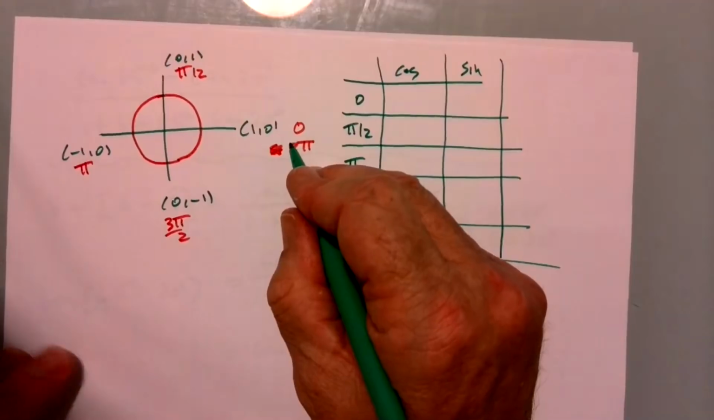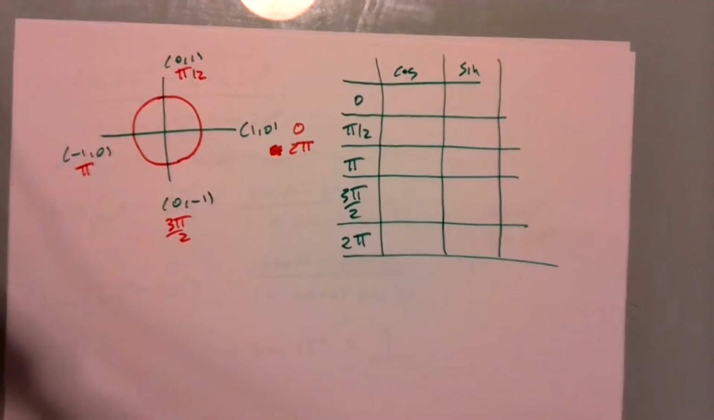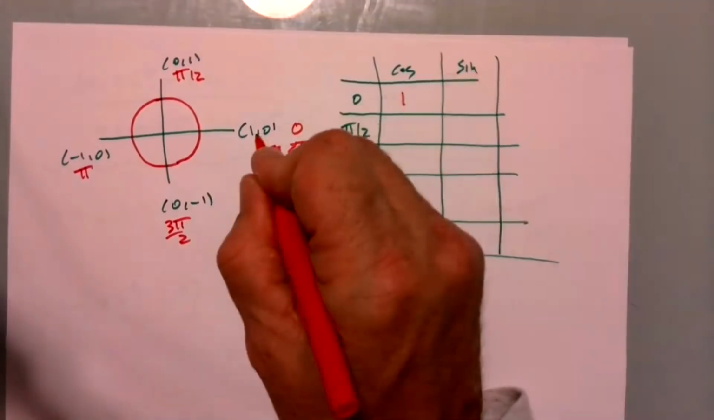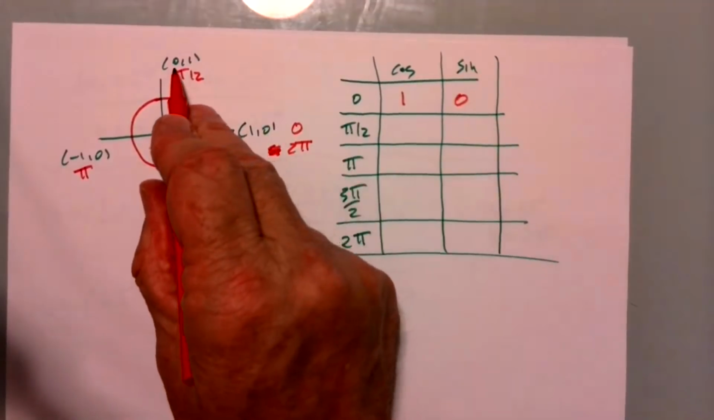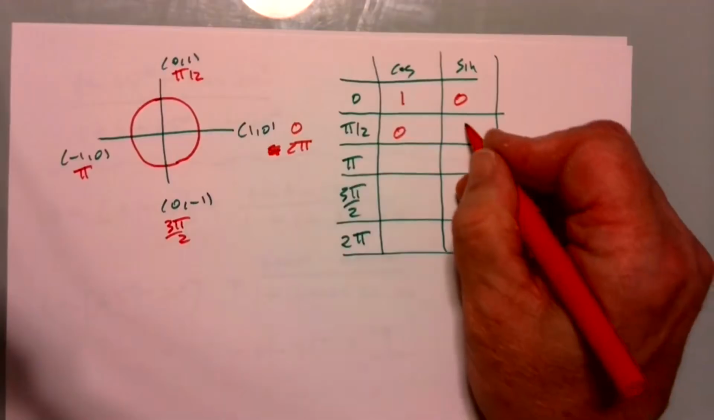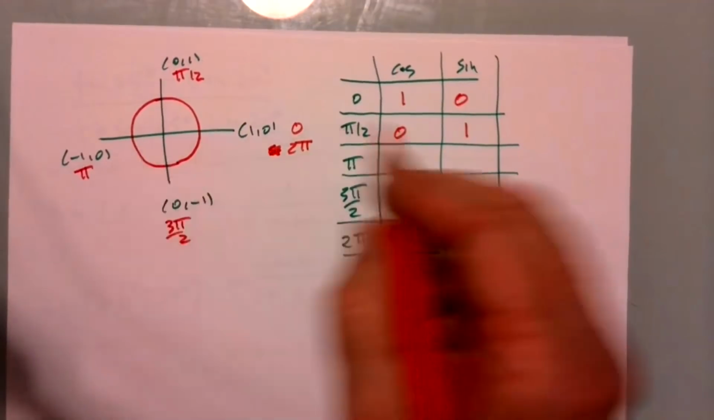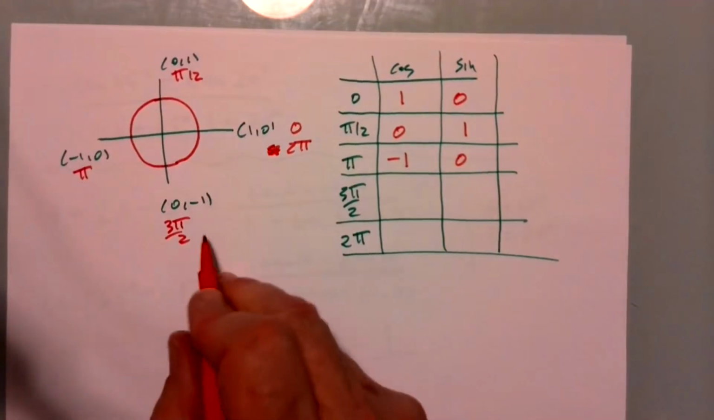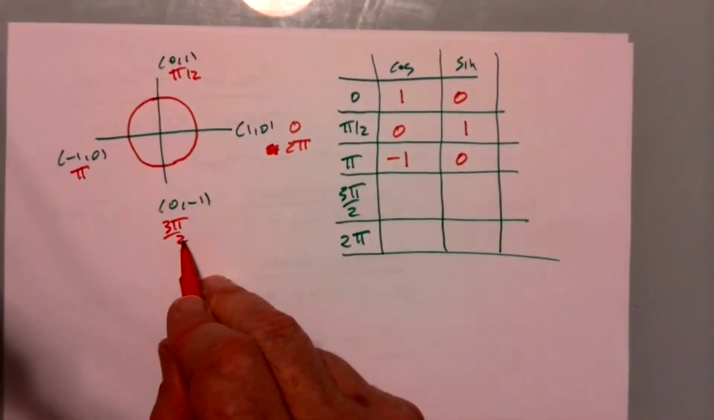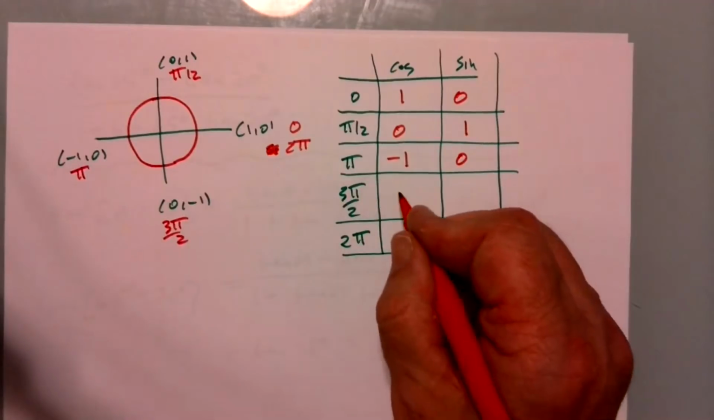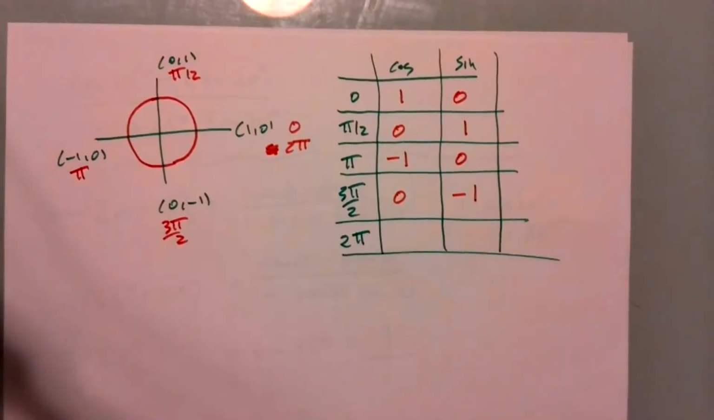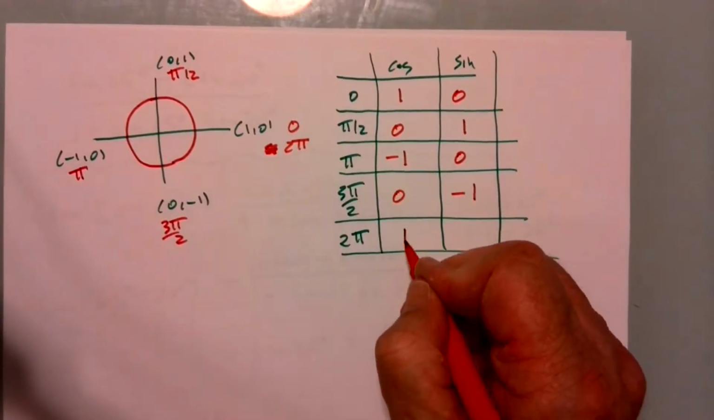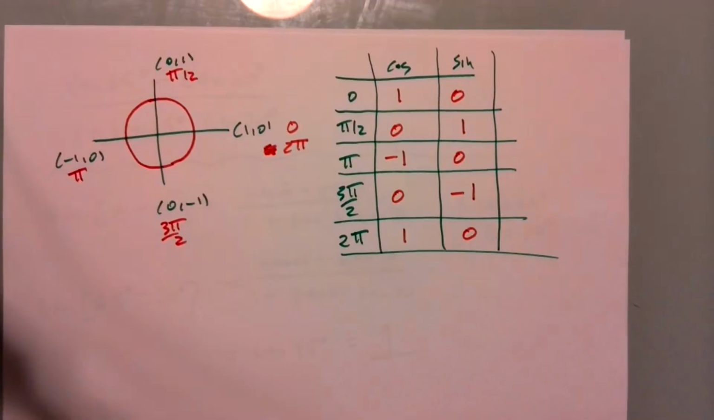So looking at 0, the x value is 1, y value is 0. Looking at pi over 2, x value is 0, y value is 1. Looking at pi, x value is negative 1, y value is 0. Looking at 3 pi over 2, also negative pi over 2, by the way, x value cosine is 0, y value sine is negative 1. 2 pi will be the same as 0, x value is 1, and y value is 0. So those are the trig functions we get directly off the unit circle.